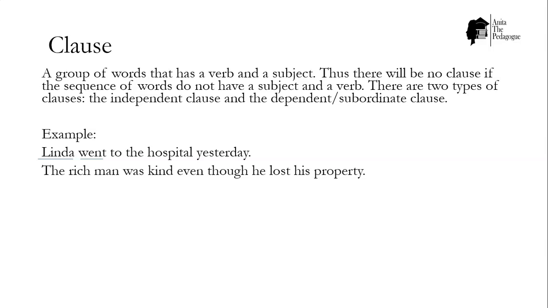Our second example. The rich man was kind even though he lost his property. Do we have some verbs and subjects here? Let's look them out. So we have one verb here, was, and another verb, lost. Can we find the subjects of these verbs? So, the subject of the verb was is the rich man. The rich man is in that state of kind. And the subject of lost is he. He is performing the action lost.